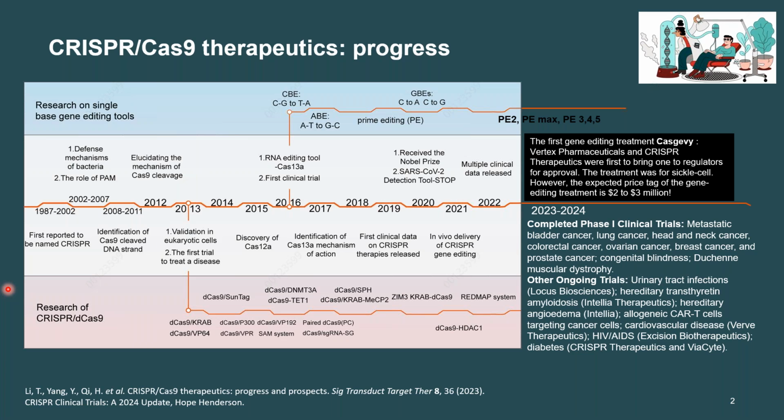The first gene editing treatment, Casgevy, was developed by Vertex Pharmaceuticals and CRISPR Therapeutics, who were the first to bring it to regulators for approval. This treatment is designed for sickle cell disease. However, it comes with a high price tag, expected to be between $2 and $3 million.